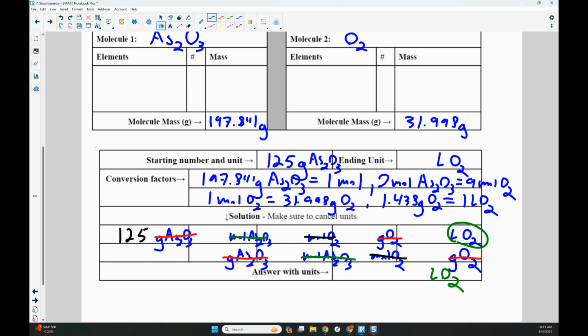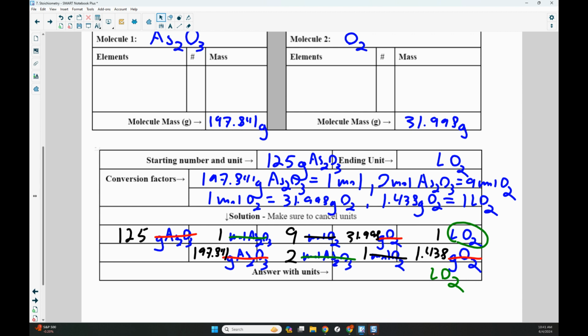Put in my starting number. And then I put in the molar mass of diarsenic trioxide. And I put in my mole ratio, which is 2 moles of diarsenic trioxide for every 9 moles of O2. Then I put in my molar mass for O2, which is 31.998 grams per 1 mole. And finally, I put in my density, which is 1.438 grams of O2 for every 1 liter.